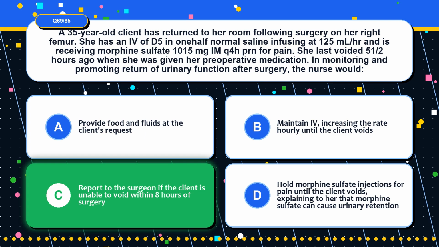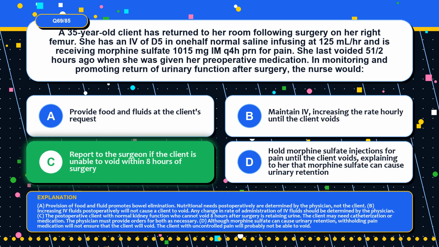The correct answer is option C. Report to the surgeon if the client is unable to void within 8 hours of surgery. A. Provision of food and fluid promotes bowel elimination. Nutritional needs postoperatively are determined by the physician, not the client. B. Increasing IV fluids postoperatively will not cause a client to void. Any change in rate of administration of IV fluids should be determined by the physician.